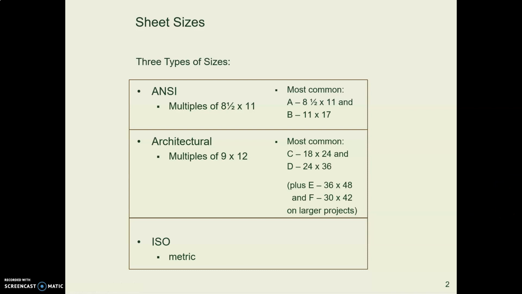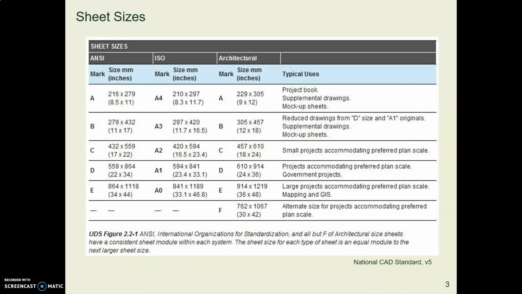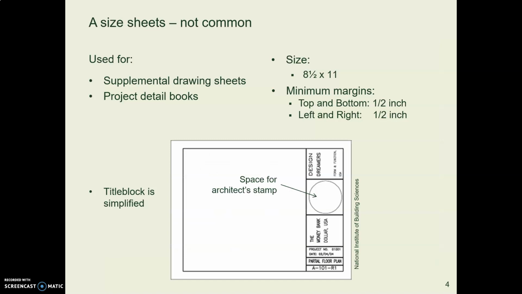Not that it makes a huge amount of difference. You just need to know what size paper your printer or your plotter is using. And basically, architectural drawings, when they're big, are 24 by 36. When they're small, they're probably B size, 11 by 17. And those are the sizes we'll do in this class. Here's a table from the National CAD standard. You almost never see A-size sheets in an architectural set, so I'm going to skip over this one.